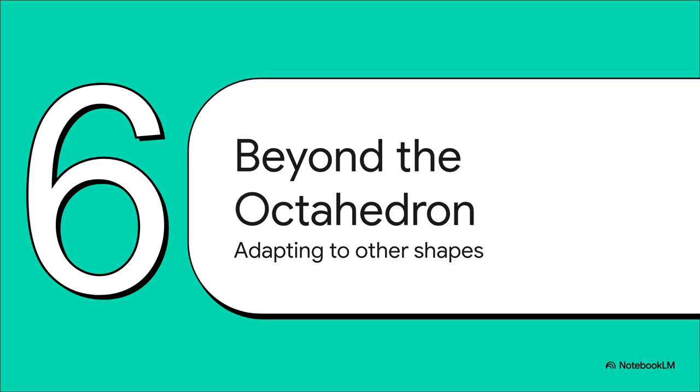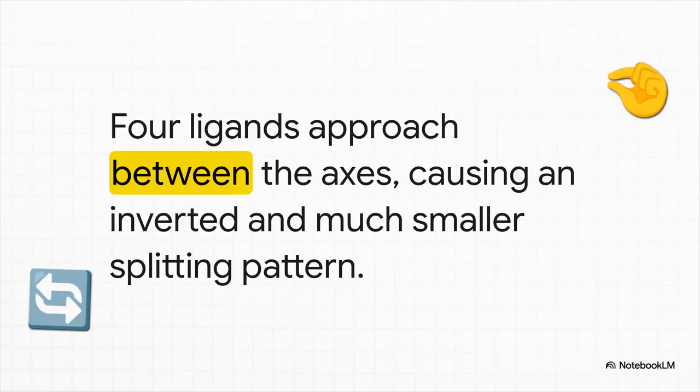Now, of course, the chemical world isn't made up of only perfect octahedrons. And what's so powerful about crystal field theory is that it's not a one-trick pony. It's incredibly versatile and can adapt to explain the properties of complexes with all kinds of different shapes, just by thinking about where the ligands are. Take a tetrahedral complex, for instance, with 4 ligands. Here, the geometry is totally different. The ligands sneak in between the axes instead of right along them. And the result? The entire splitting pattern gets flipped upside down.